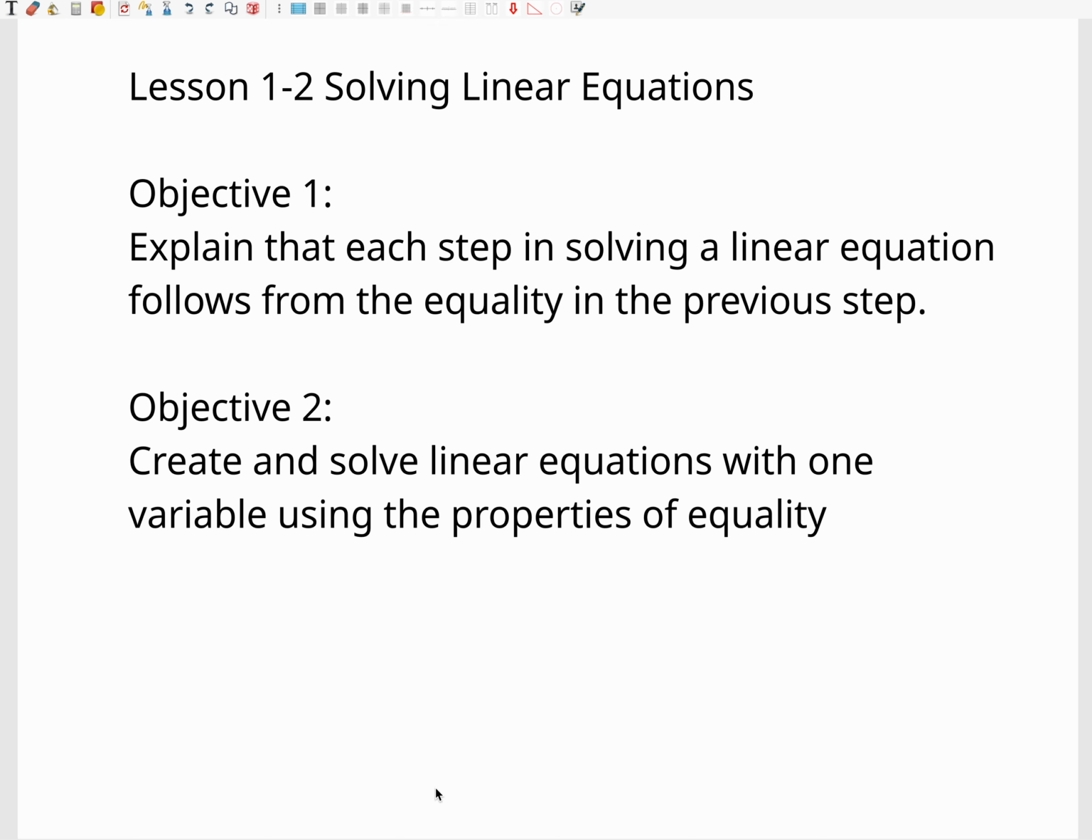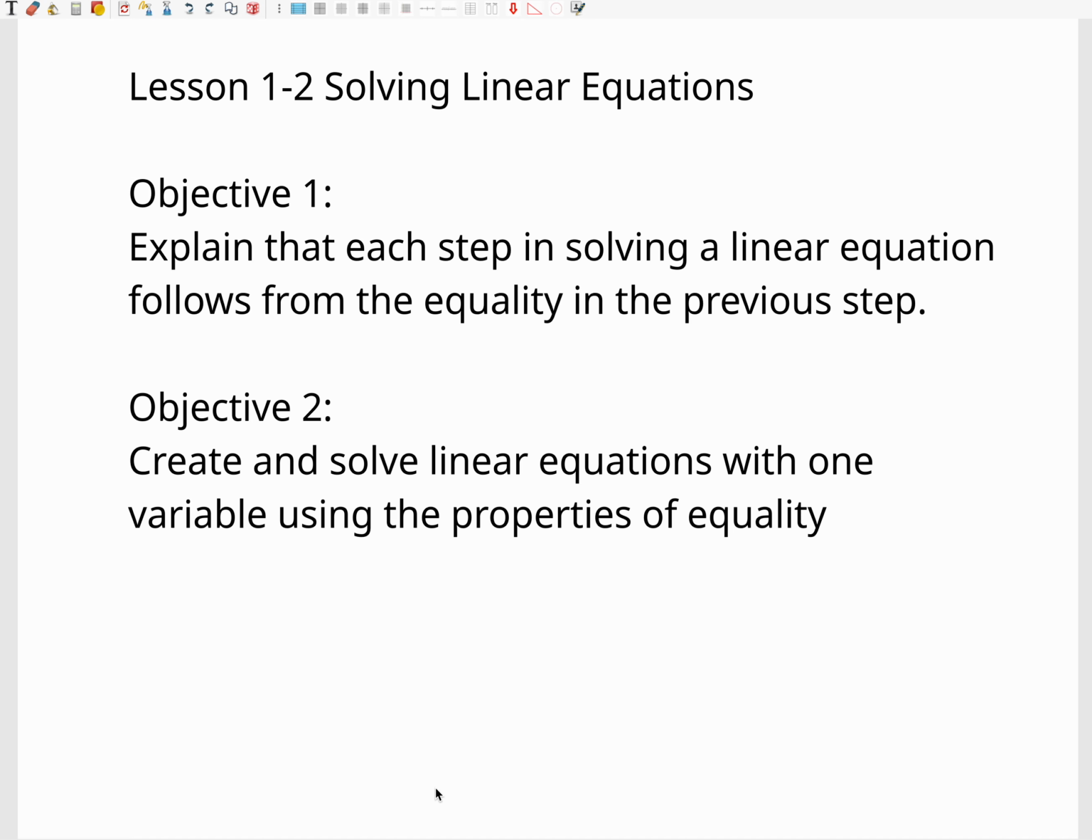And here we go. Okay, lesson 1.2, solving linear equations. If you took pre-algebra, you've done linear equations. If you didn't take pre-algebra, you've done linear equations, you just didn't know they were linear equations. When we solve an equation like 4x + 3 = 19, that's a linear equation. You just didn't know that because we didn't call it that.